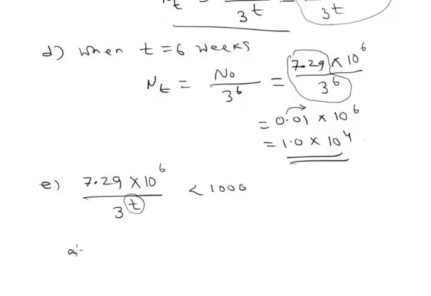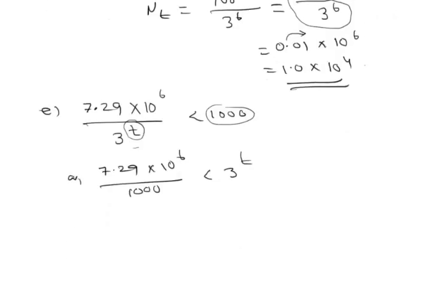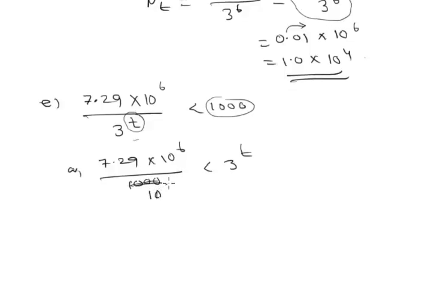Now if we bring this 1000 to this side, it will be divided, and 3 to the power t will go to the other side. Now 1000 means 10 to the power 3, and 10 to the power 6 divided by 10 to the power 3 gives 10 to the power 3. So we will get 7.29 times 10 to the power 3 is less than 3 to the power t.